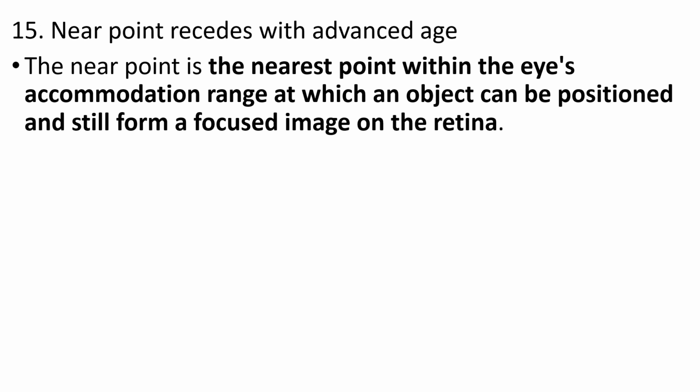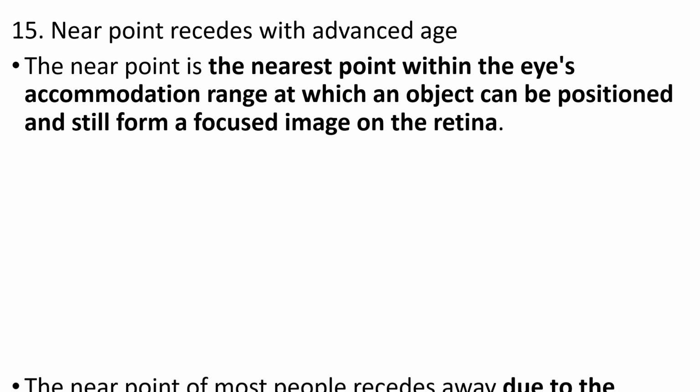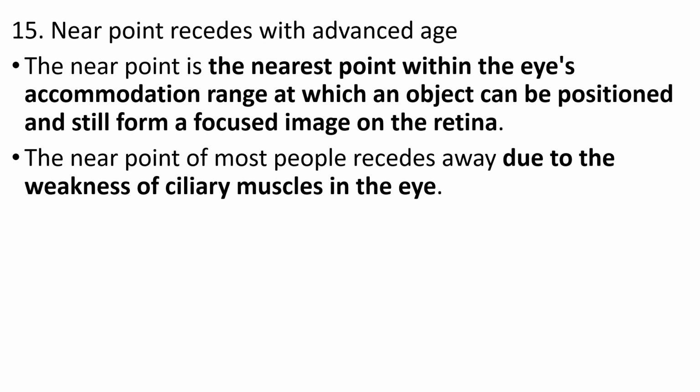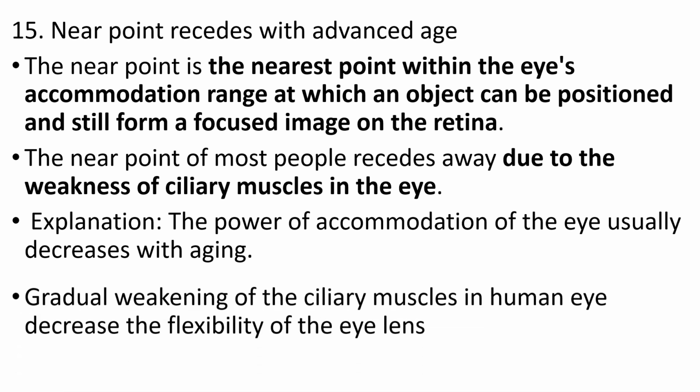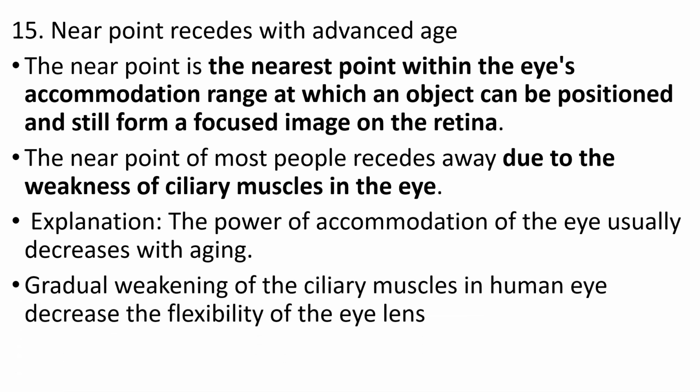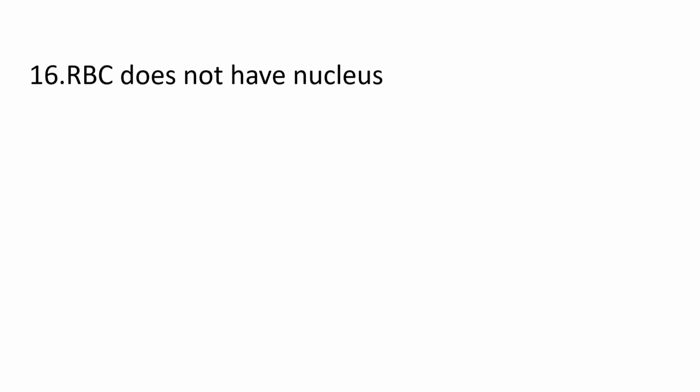The near point is the nearest point within the eye's accommodation range at which an object can be positioned and still form a focused image on the retina. The near point of most people recedes away due to the weakness of the ciliary muscles in the eye. The power of accommodation of the eye usually decreases with aging. That is why there is a weakness of the ciliary muscles, and both lead to receding of the near point with advanced age. So gradual weakening of the ciliary muscles in the human eye decreases the flexibility of the eye lens.